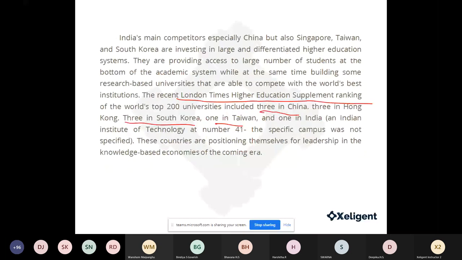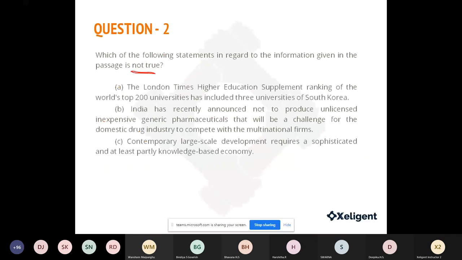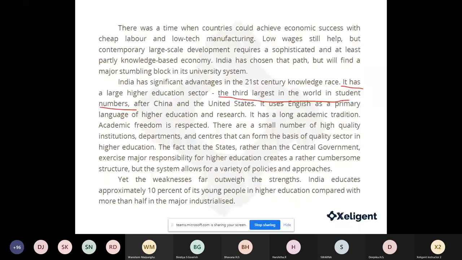And the third statement: contemporary large-scale development requires a sophisticated and at least partly knowledge-based economy. That's also true. Fourth statement: China is the fourth largest higher education sector in the world. That is false because in this passage it is told that India has the third largest higher education sector in the world after China and the US. See, the third largest in the world in student numbers after China and the United States. So China would be either second or first, because we don't know the ranking for China, so we can't tell that, but China precedes India.